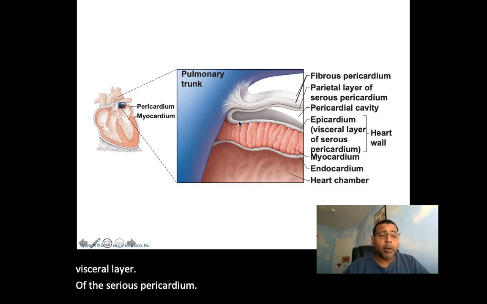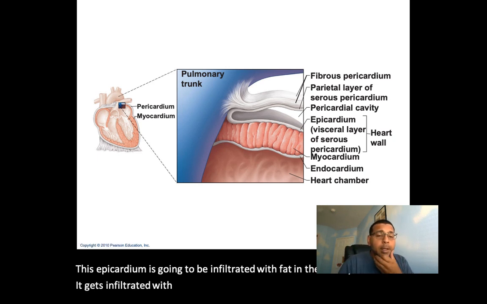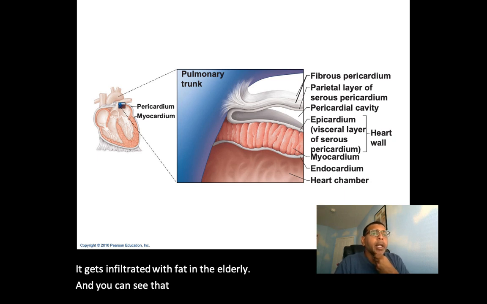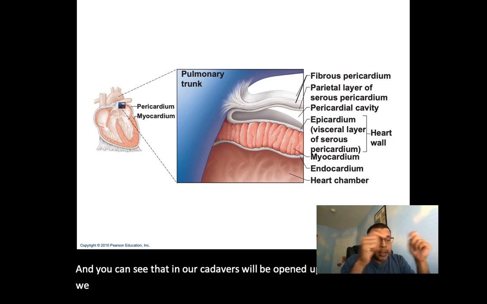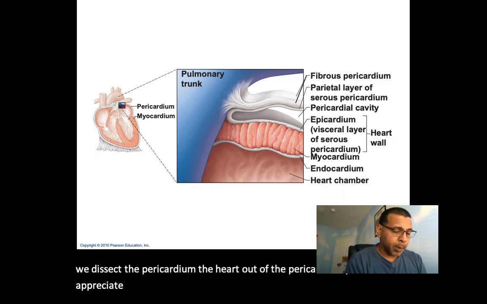This epicardium is going to be infiltrated with fat in the elderly. And you can see that in our cadavers when we open them up and dissect the heart out of the pericardium. You're able to appreciate that adipose on there as well.